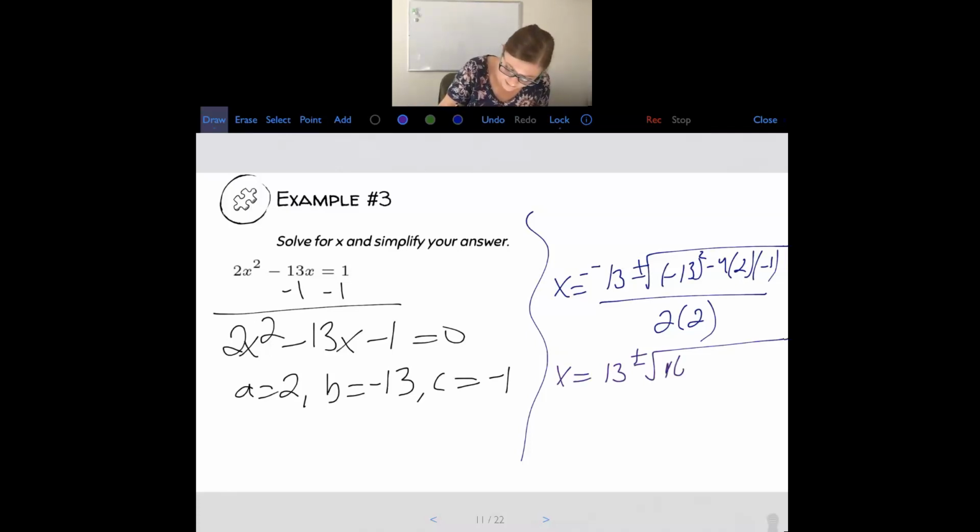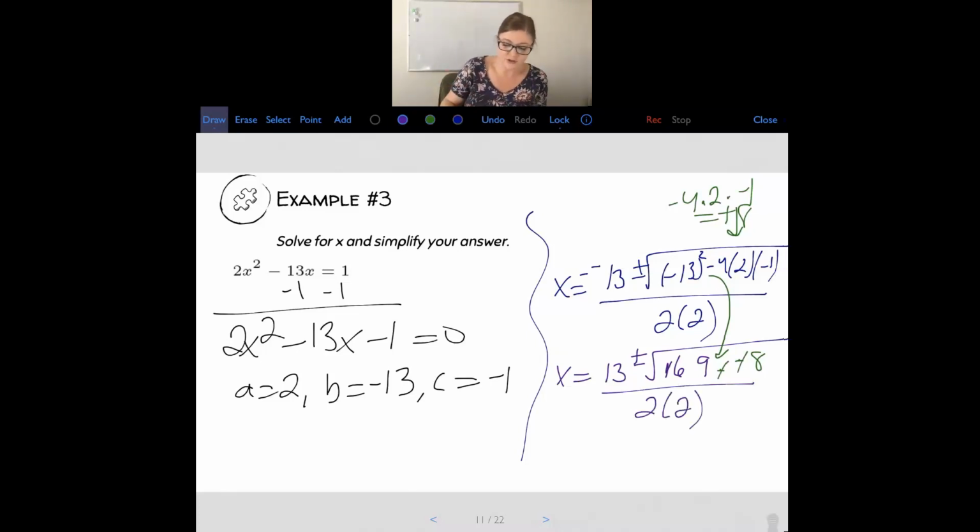Now you have to be careful at this point. There's a couple different ways to think of this. There are two negative signs going on. You can think of it as minus 4 times 2 times -1. That would be minus, from this minus sign here, 4 times 2 is 8 times -1 is -8, and that becomes positive. Or you can think of it as -4 times 2 times -1, which is positive 8. Either way, we are adding 8 to 169 and then dividing by 2 times a.